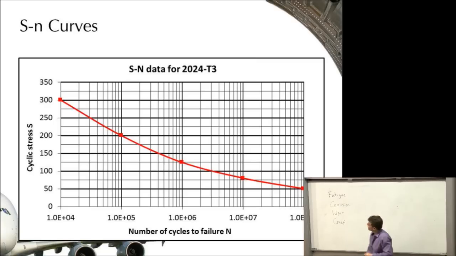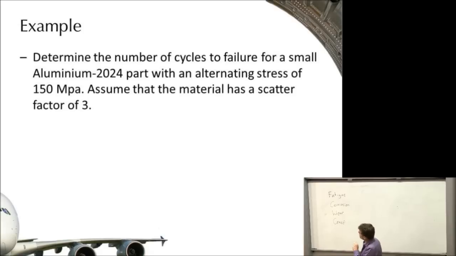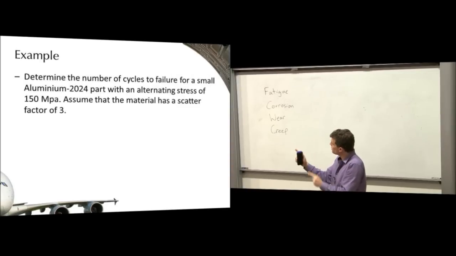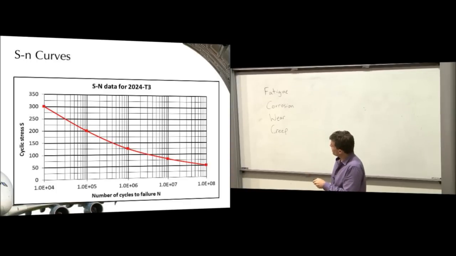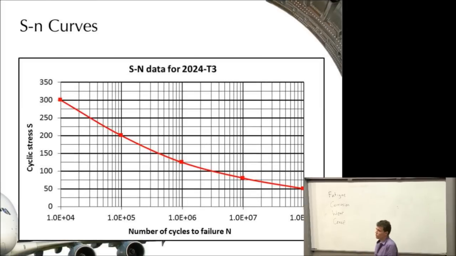But if we were to try and use this data for this problem: determine the number of cycles to failure for a small aluminium 2024 part with an alternating stress of 150 megapascals, assume that the material has a scatter factor of 3. A scatter factor means a multiple of, so if we took the mean from this data, the range of values for the number of cycles could be 3 times less or 3 times more than the mean value. So that's what I mean by scatter factor.